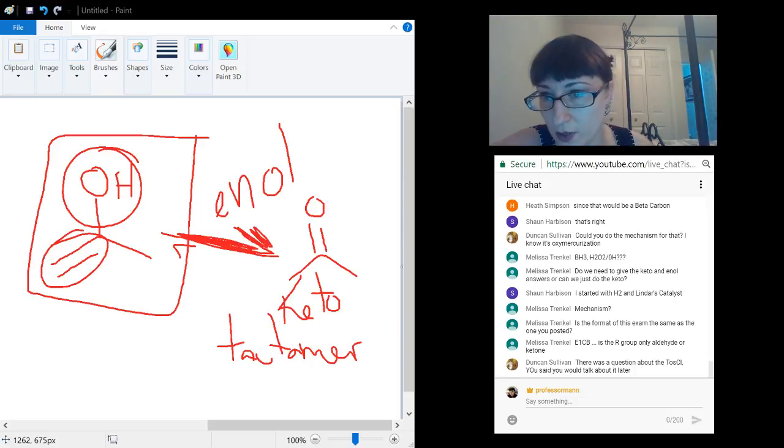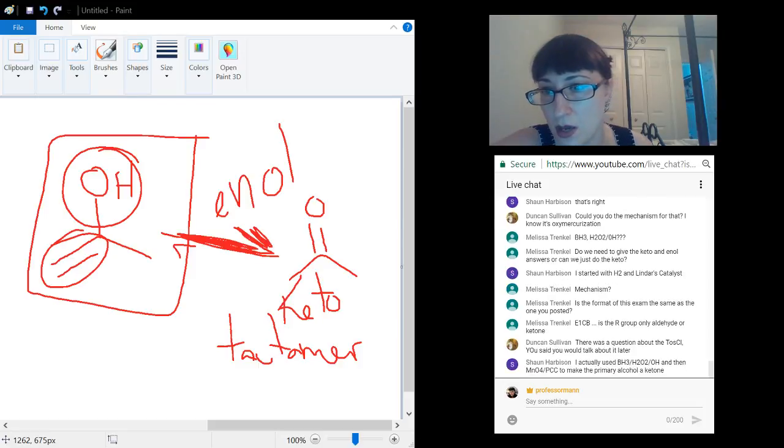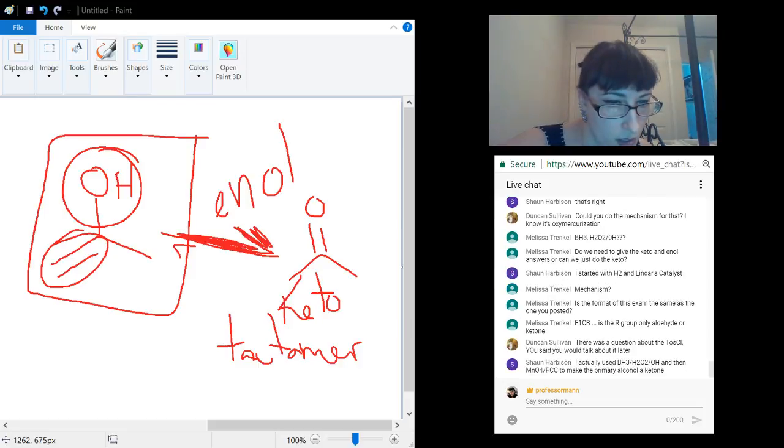Yes, Melissa, only aldehydes or ketones, so no carboxylic acids. Don't do those.